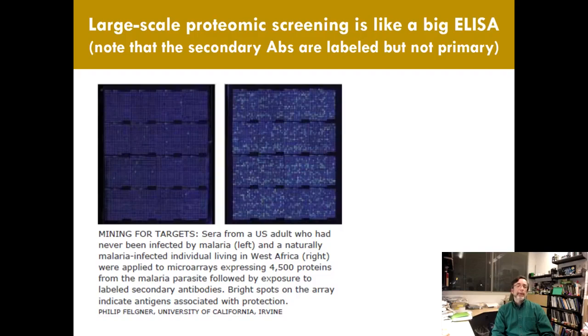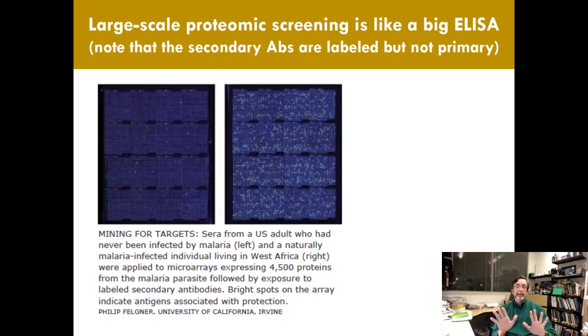Like here, for example, is a big proteomics array where on the left you have the serum from a U.S. adult who has never been infected by malaria. On the right, you have the serum from someone who is living in West Africa and has been infected by malaria. So they've got malaria parasite growing in them. It was thrown over a microarray.